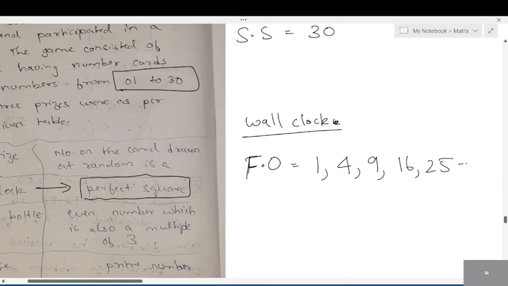So for wall clock, what's the favorable outcome? Total how many numbers, students? 5. Next, what do we need to find here?